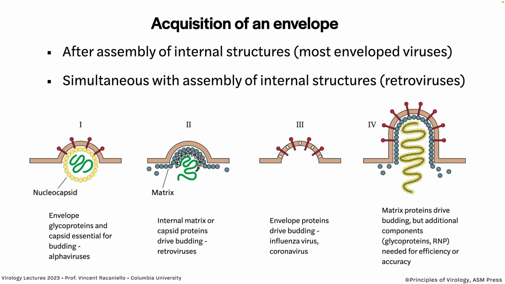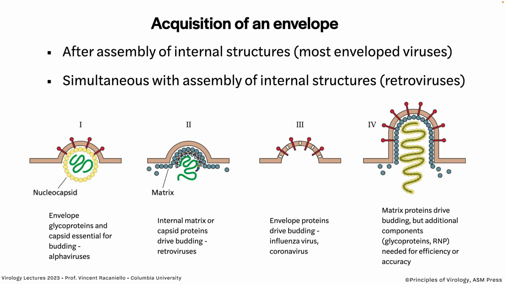And what drives budding? Well, different viral proteins can drive budding. So what I mean is what makes the bud occur. And you see there are 4 different ways this can happen. For example, for some viruses, class 1, the envelope glycoprotein and the capsid are needed for budding. So you have to have both of those. Sometimes it's just a matrix protein.